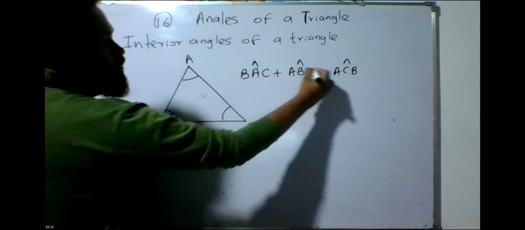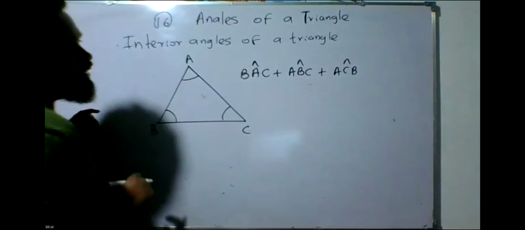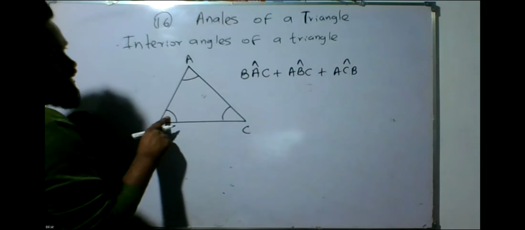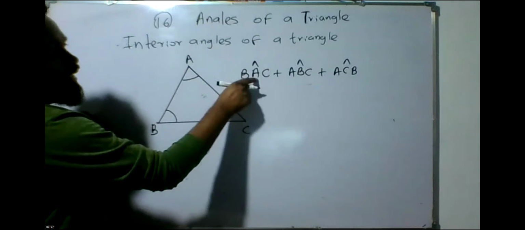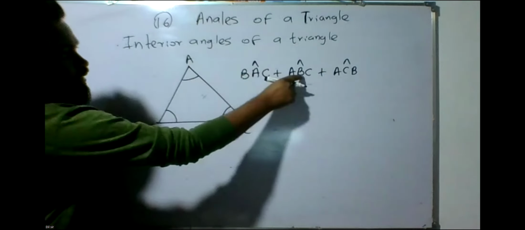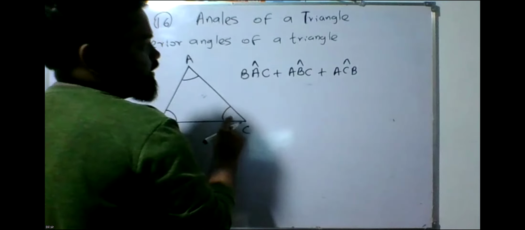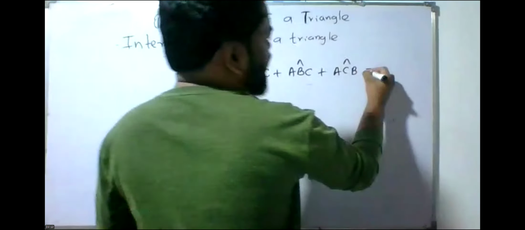So those are the three interior angles, no? BAC this, ABC this, ACB this. Middle letter A, this is the angle. Middle letter B, this is the angle. ACB, middle letter C, this is the angle. So the sum of them is 180 degrees.